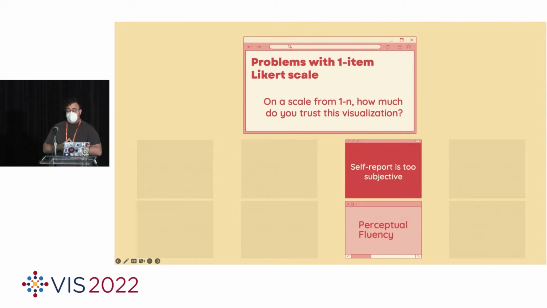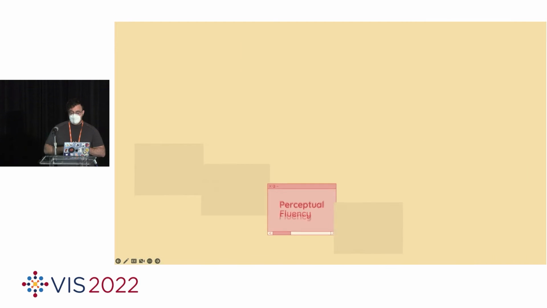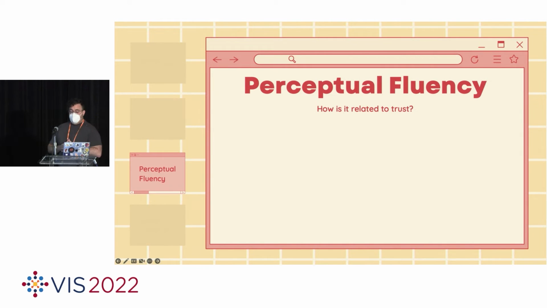The third major issue with the one-item Likert scale approach is that the self-report is too subjective. What I think I trust might not necessarily be what I actually trust. And we need a more objective measure of trust. So to solve this problem, let's take a look at the concept of perceptual fluency and how it relates to trust. A visualization has some level of perceivability. In other words, it might be easy to perceive or difficult to perceive or somewhere in between.